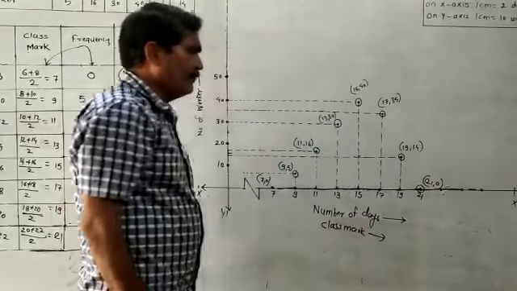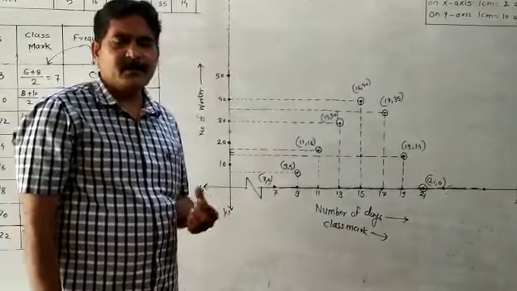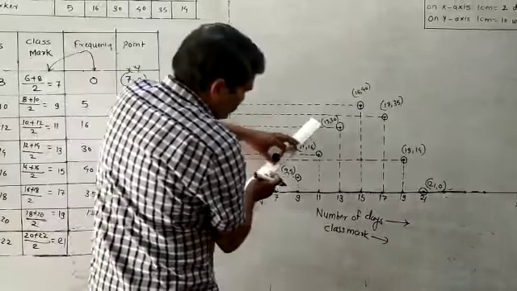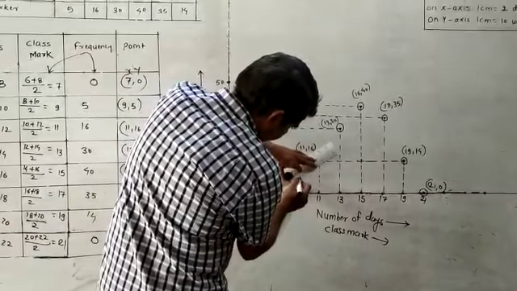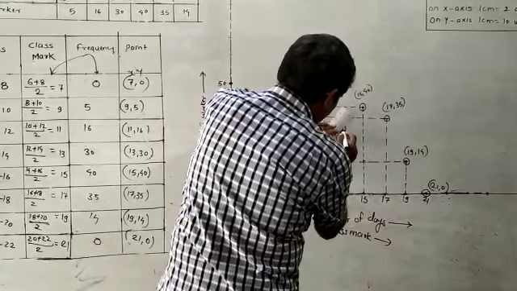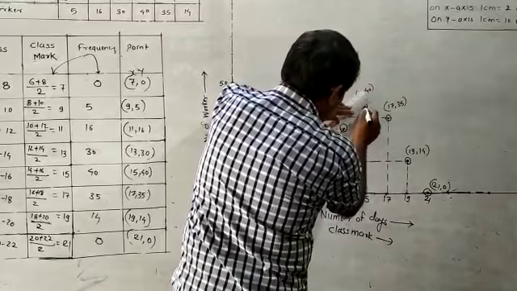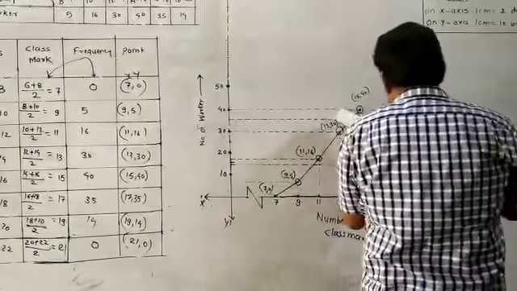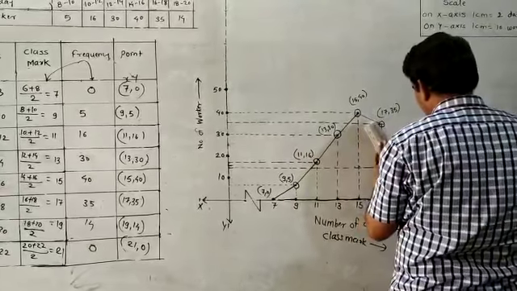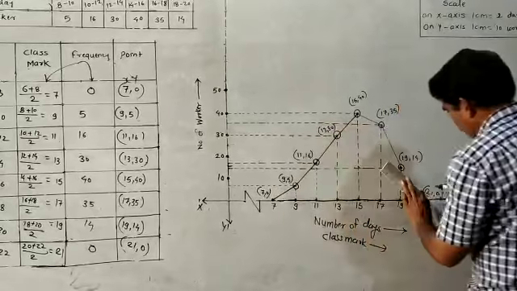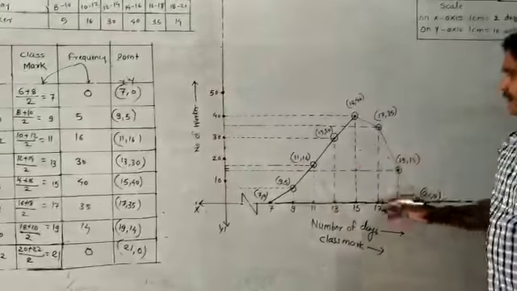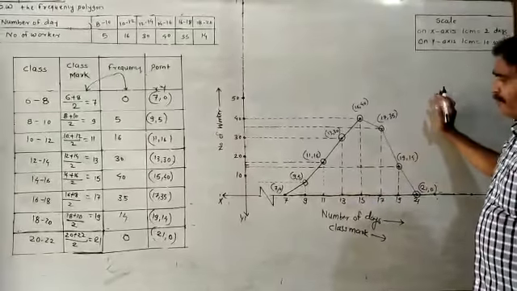So you will write the plot. You have to mark all the points properly, and after that you have to draw the line. So you have to start with this 0. Step by step you have to join. This point you have to join like this. After that this point you have to join. In this way you have to draw the frequency polygon.